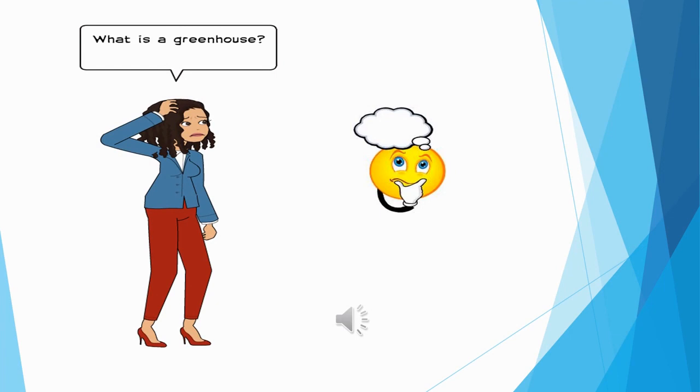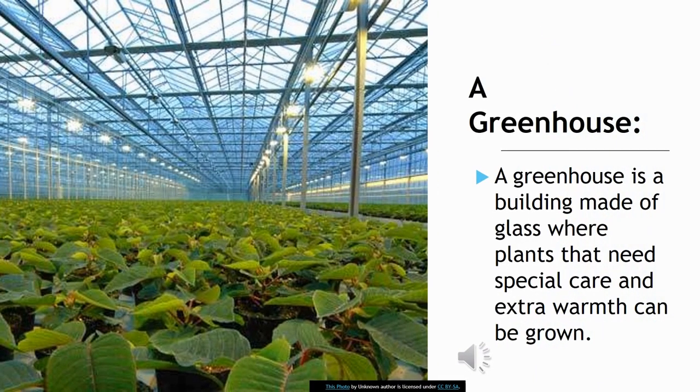What is a greenhouse? Let's think about it. A greenhouse is a building made of glass where plants that need special care and extra warmth can be grown. The sun shines through the glass of a greenhouse and warms the air inside it.